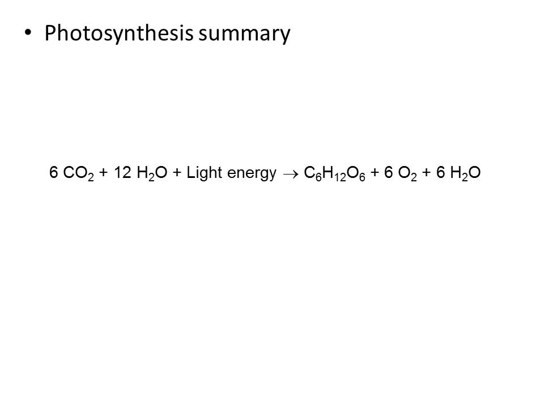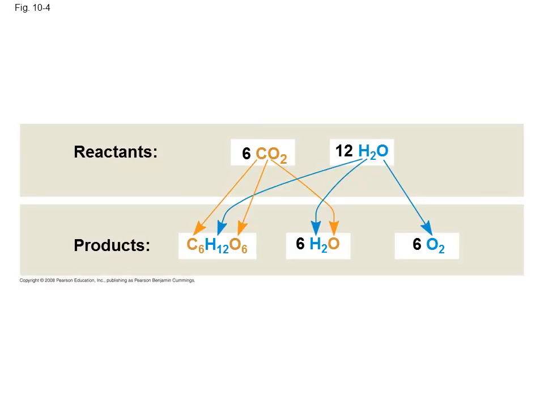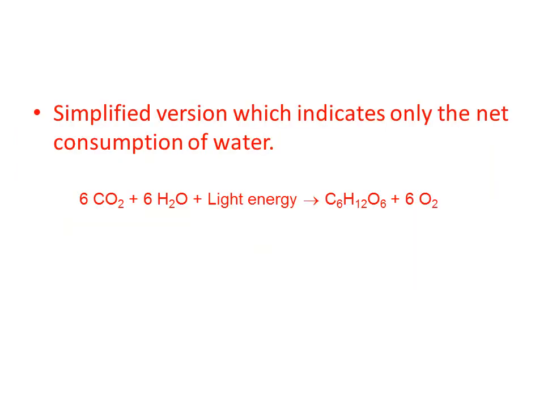So what will be made? Glucose will be made, oxygen will be made, and water will be made. This slide just shows you where each one of the carbons for the reactants will be used in the products, and which of the oxygens from the reactants will be used in the products also. This is a simplified version of the photosynthetic equation.